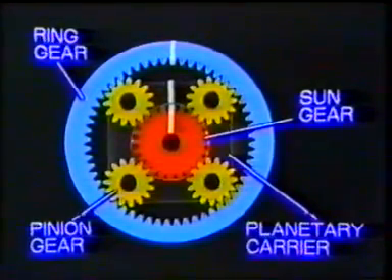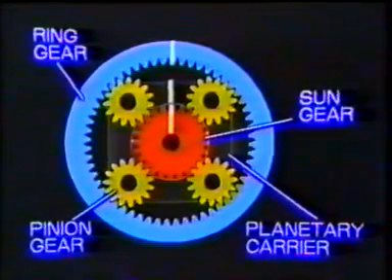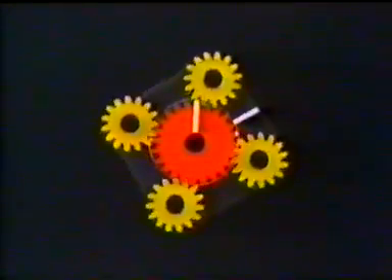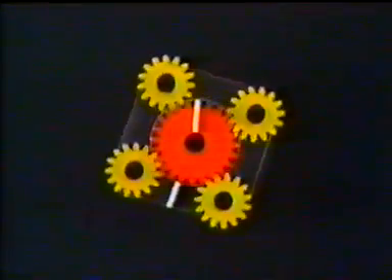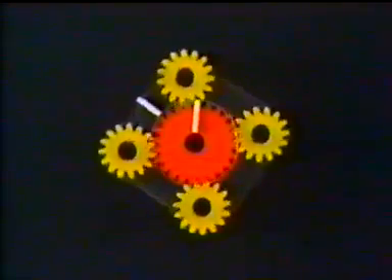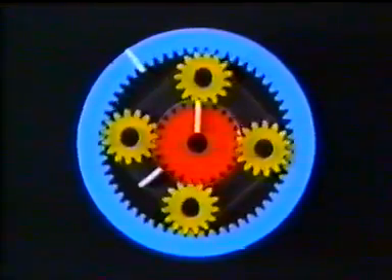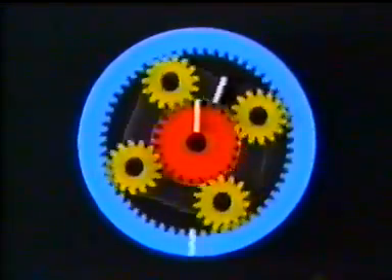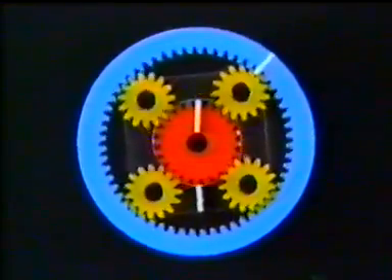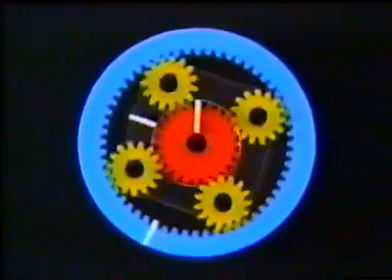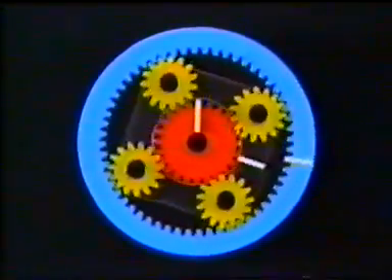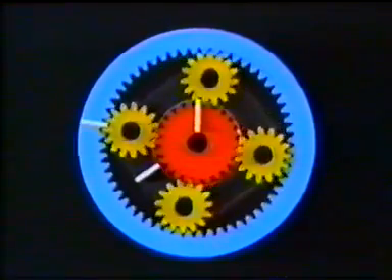Let's study a model of a planetary gear set to find out how it works. This is a stationary sun gear, around which pinion gears, connected by a planetary carrier, are rotating. Now, we add a ring gear, which will start rotating in the same direction as the planetary carrier. The ring gear rotates faster than the planetary carrier.